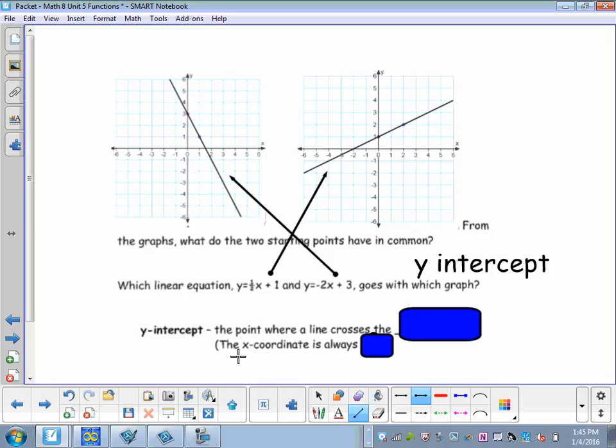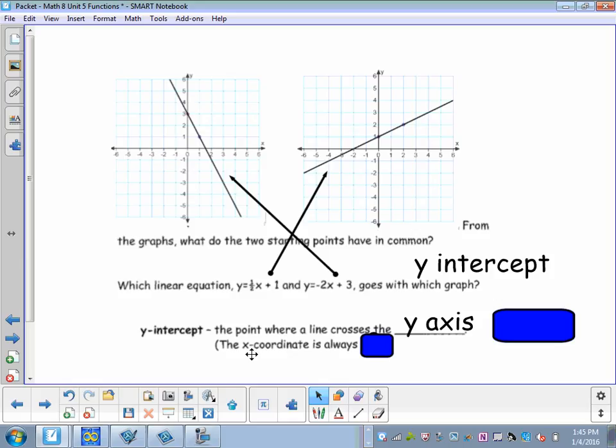The y-intercept is the point where a line crosses the y-axis. The x-coordinate is always 0. So we're going to be using the slope and the y-intercept to write equations and to graph lines.